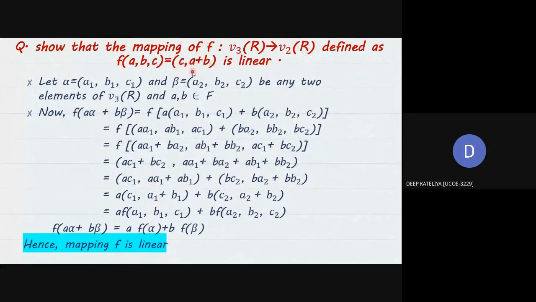Now taking a out from the first bracket, we get a bracket open (c1, a1 plus b1) plus b bracket (c2, a2 plus b2). Now according to the question, (c, a plus b) belongs to f(a, b, c). Therefore, we rewrite it as a into f(a1, b1, c1) plus b into f(a2, b2, c2). Then we see that f(a alpha plus b beta) is equal to a into f(alpha) plus b into f(beta). Hence the mapping f is linear.